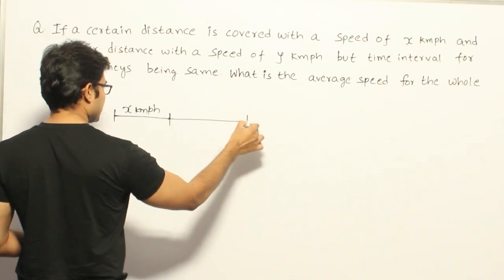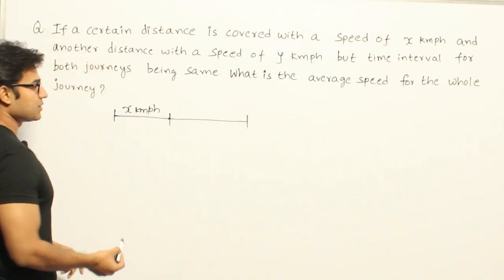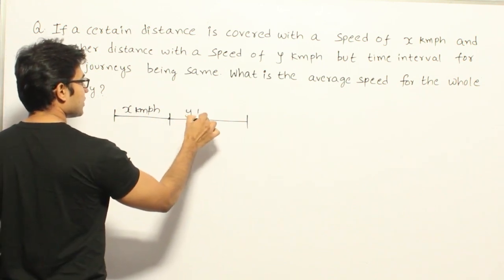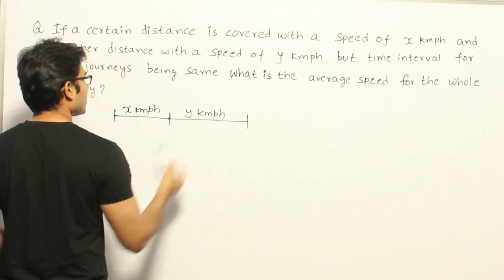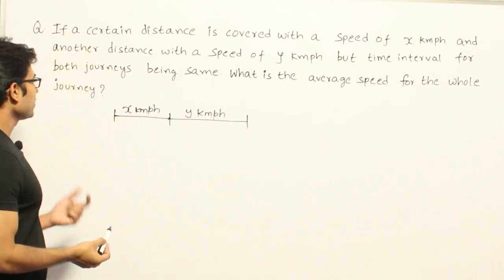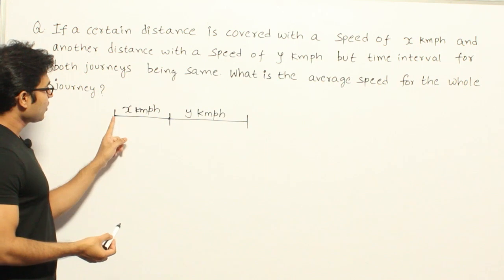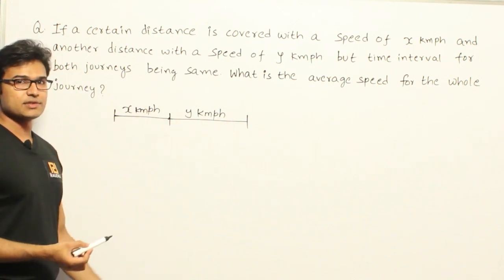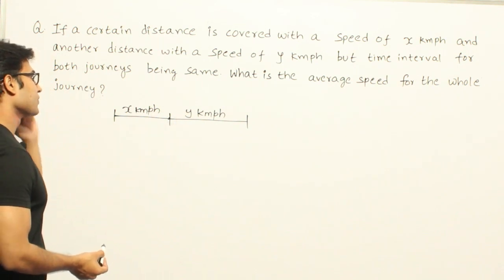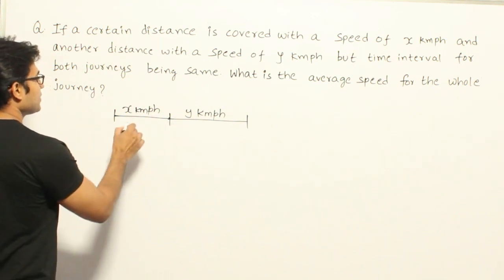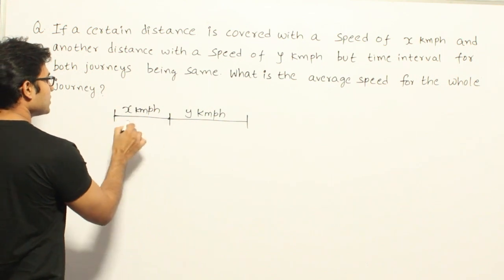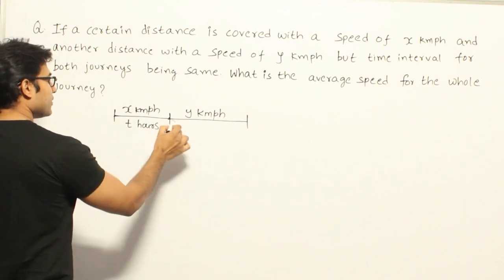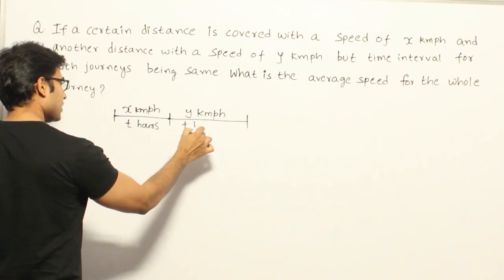and some other distance, this distance and that distance need not be the same. So some distance is covered at x kilometers per hour and other distance is covered at y kilometers per hour. But what they are trying to say is, the time taken to cover this distance at this speed is equal to the time taken to cover the other distance with the other speed. So you can assume that the time taken to cover the first distance is t hours. Then they are saying that the time taken to cover the next distance is also t hours, right?